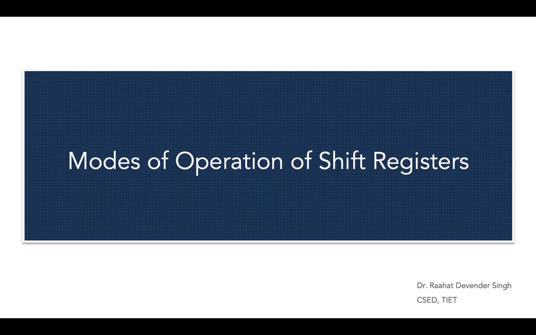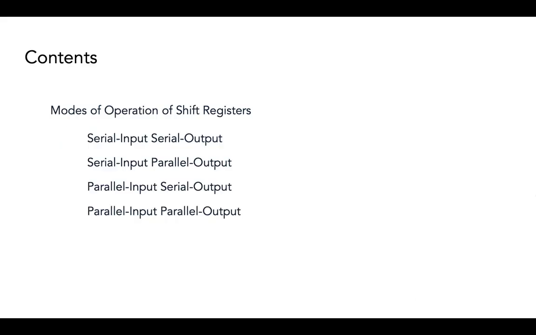Hello everyone. In this video, we are going to talk about the various modes of operation of shift registers. In the previous video, we mentioned these four kinds of operations of shift registers: SISO, SIPO, PISO, and PIPO. Now we will talk about each of these in detail.